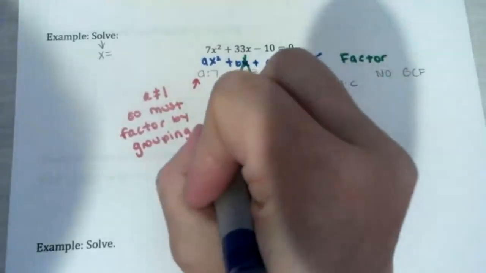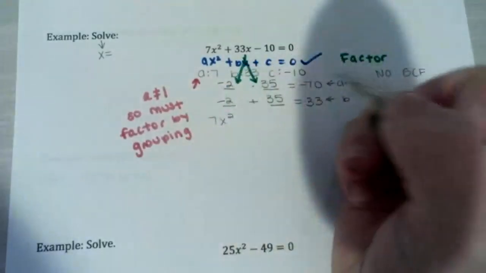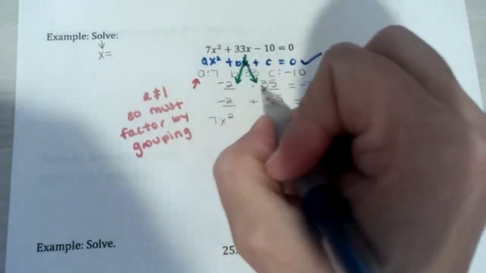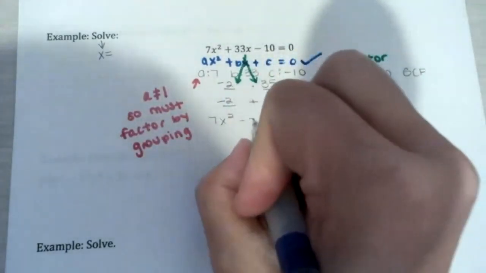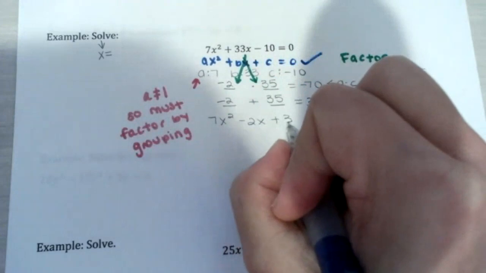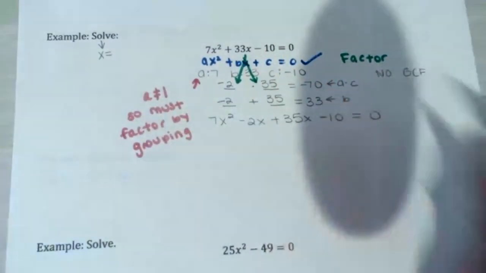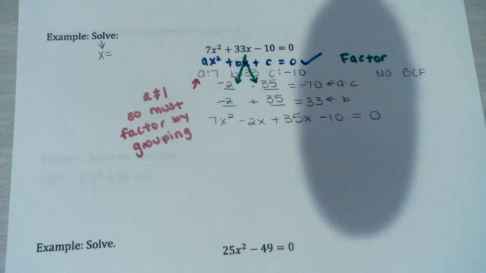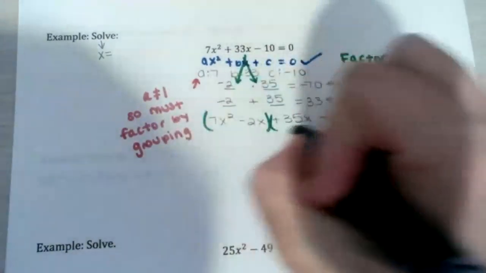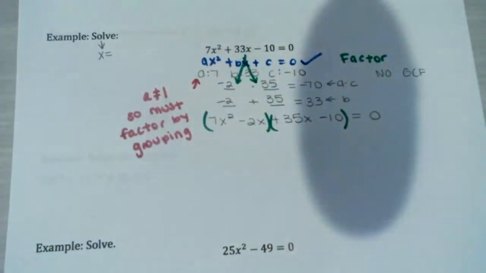So 7x squared is going to stay the same. We're going to split up 33x using the numbers in our blanks. So negative 2x and positive 35x minus 10 equals 0. Now we have 4 terms, so now we can factor by grouping. Group the first two, group the last two.